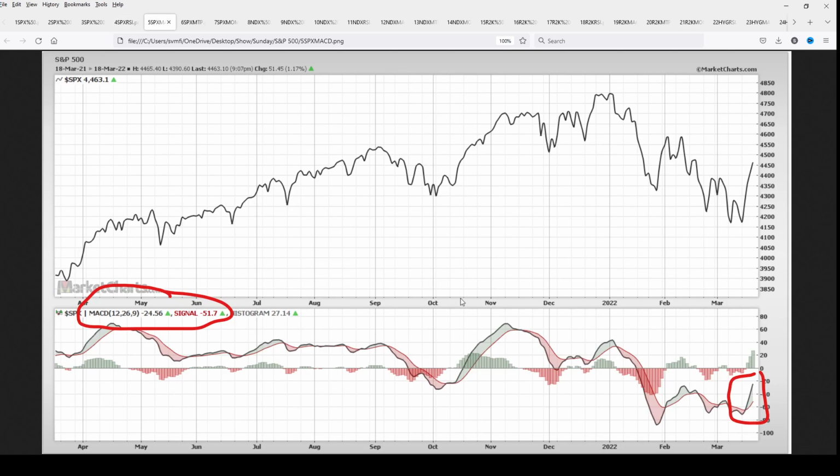How about the MACD, the moving average convergence divergence? And what do you see? The MACD, the black line, now crossing through the red signal line, giving you a positive signal. So for the moment, the traders are very excited, picking this move up.